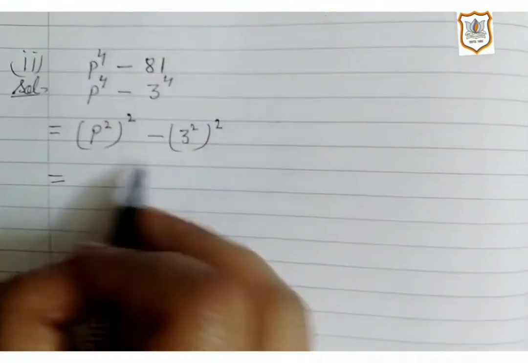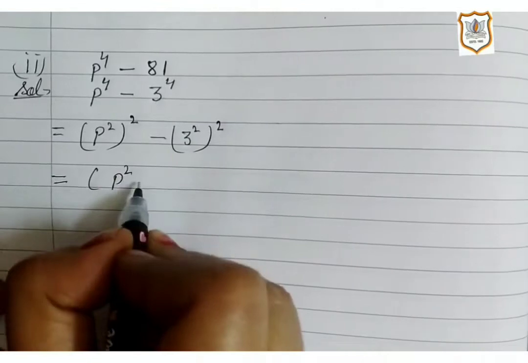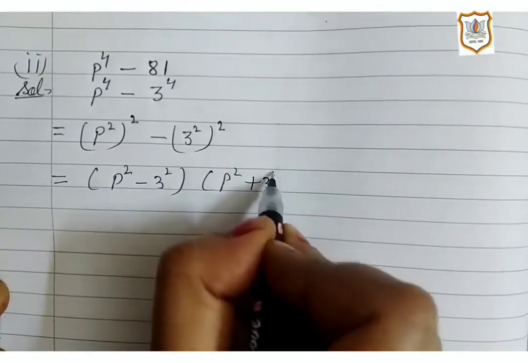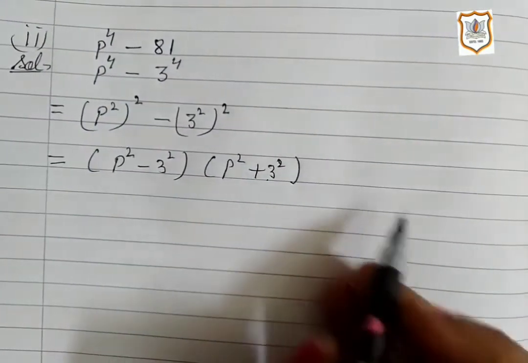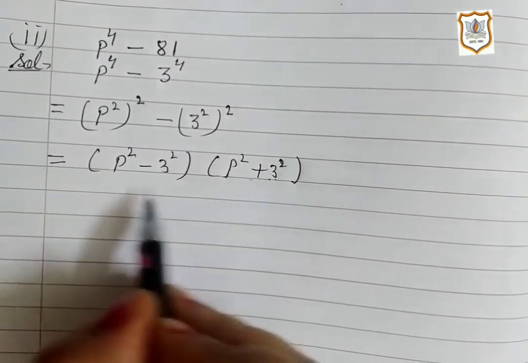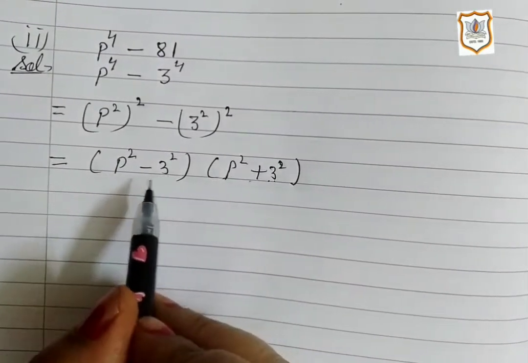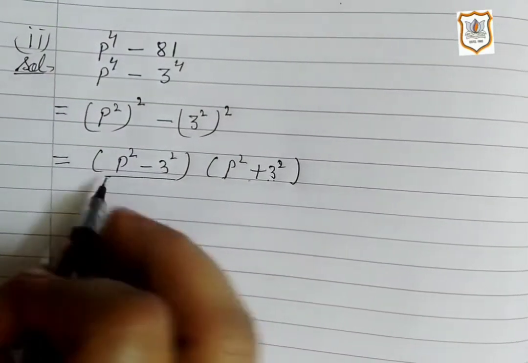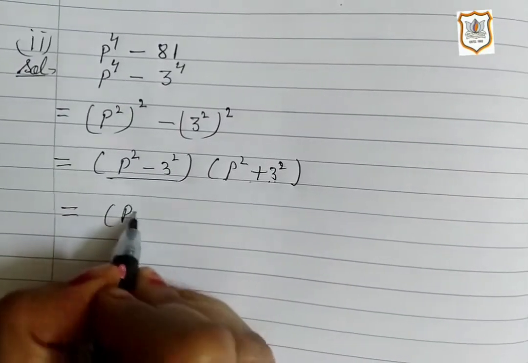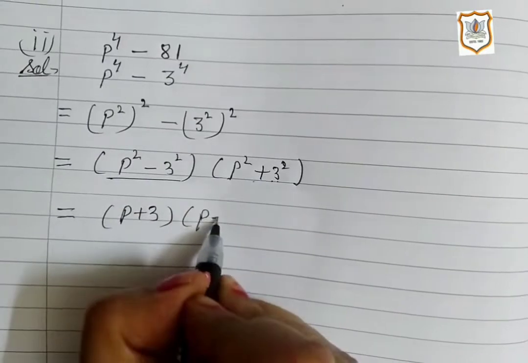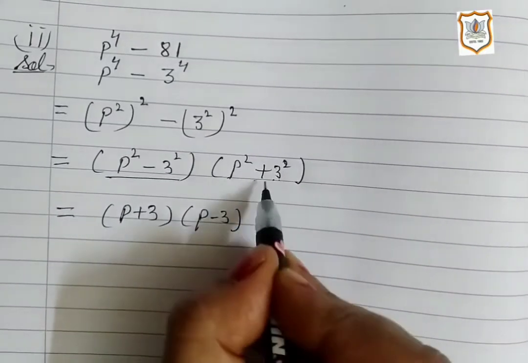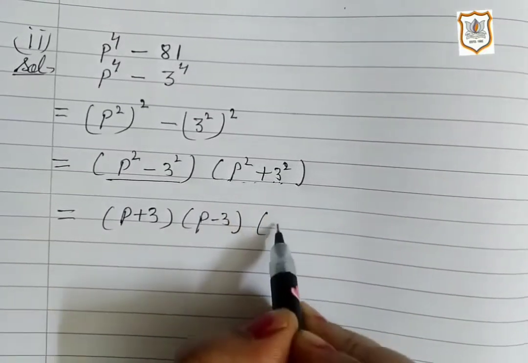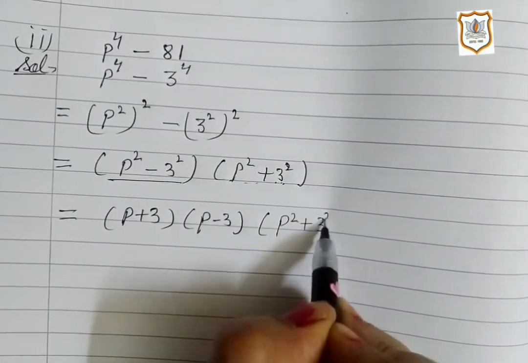Now here also we will use the third identity as p square minus 3 square and p square plus 3 square. Now students, you can write p square plus 3 square first and then you can write p square minus 3 square. It will make no difference. Now here again we will use the third identity. In the place of p square minus 3 square we will write p plus 3 and p minus 3, and here p square plus 3 square, here plus sign is there, so we can't use the third identity, so we will write it as it is, that is p square plus 3 square.